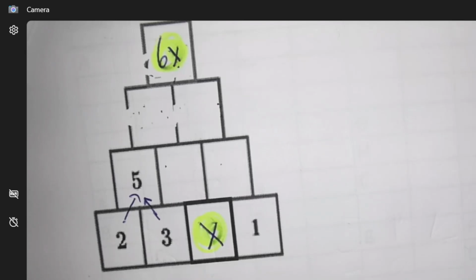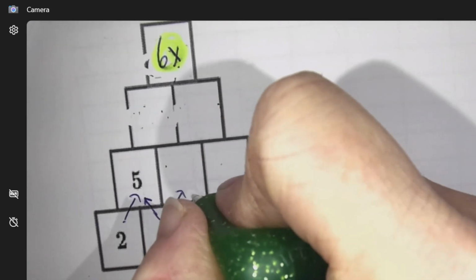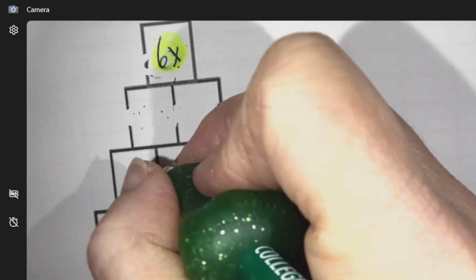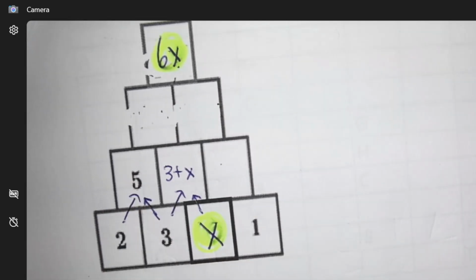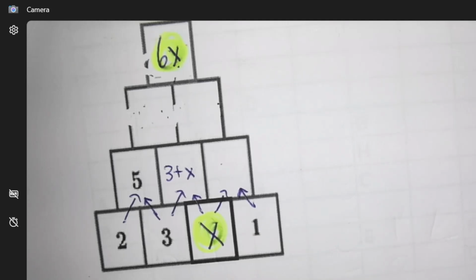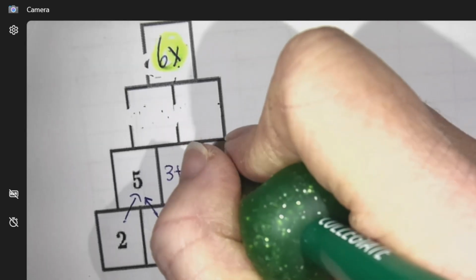Okay, so what could we put in this box? What happens if we add that? 3 plus x. Because 3x would mean that we're timesing them and we would like to add them. Okay, and what would you similarly write there then? X plus 1.